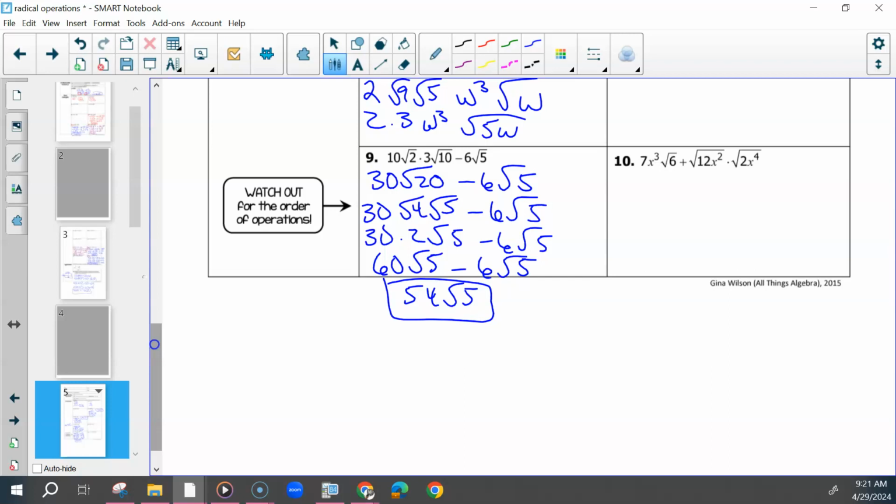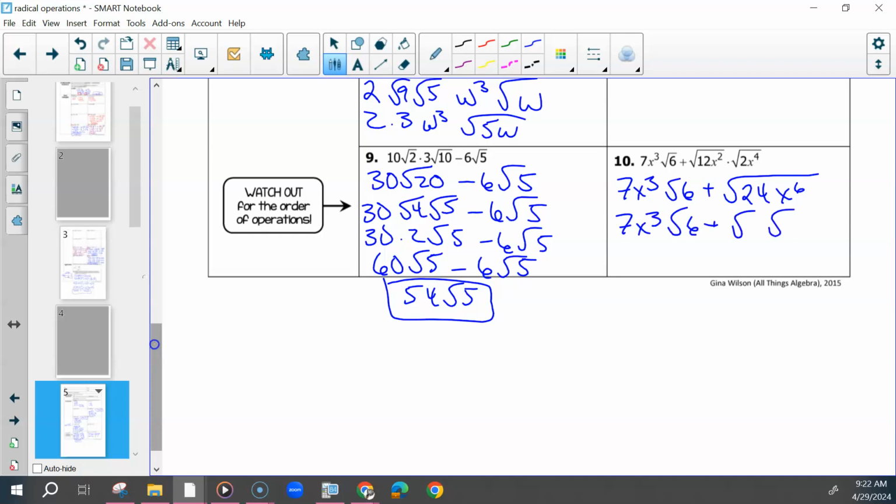Do we want to see 10? Yes. So then what would we do first there? Square root of 12x squared times square root of 2x to the 4. So multiply those. What would that give us? And I'm just going to keep bringing down 7x cubed root 6. 24x to the 6. Okay, then we can break that down.